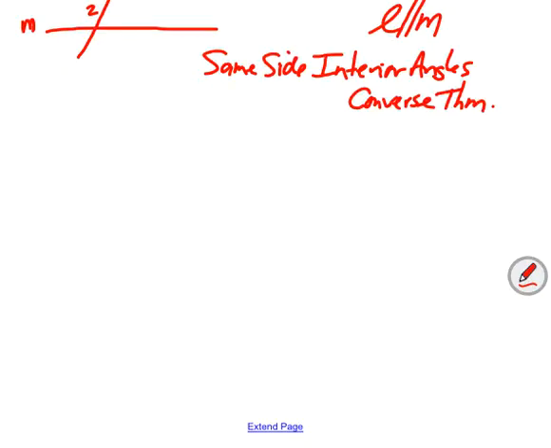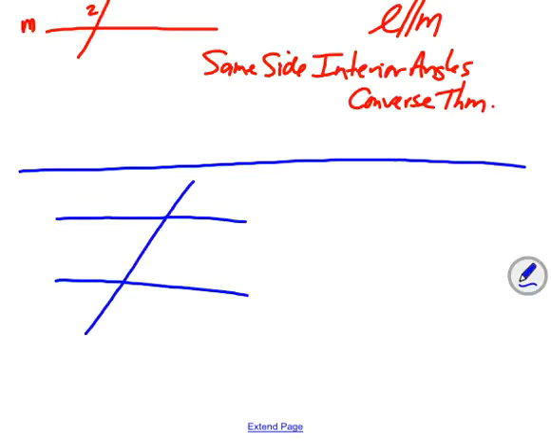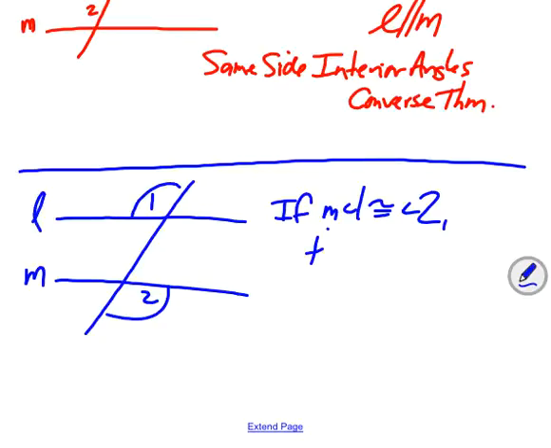And then we have another one that goes along with our alternate exterior angles theorem. So we also have this one. It's just the converse of alternate exterior angles. So something like this. Again, knowing that those two are congruent to each other, if angle 1 is congruent to angle 2, then L is parallel to M, and this is our alternate exterior angles converse theorem.